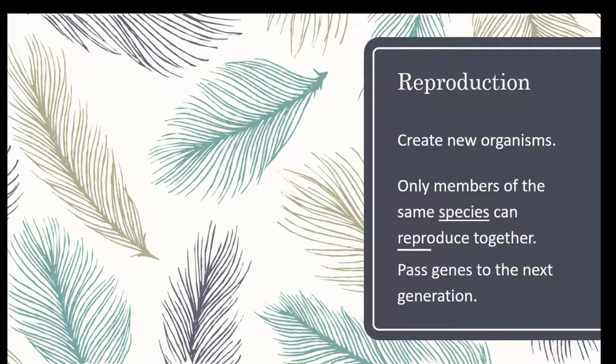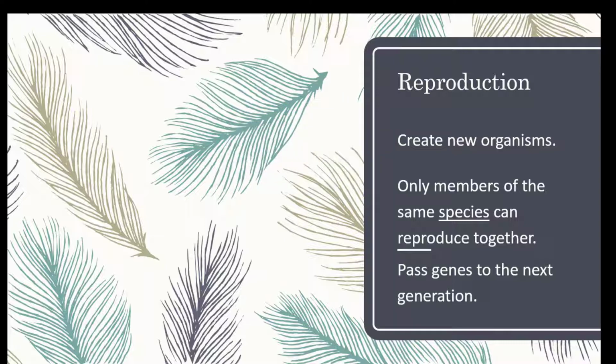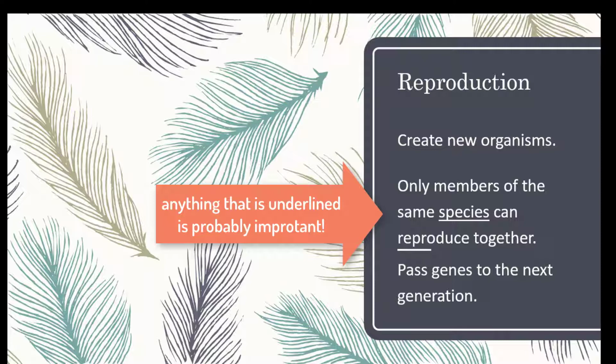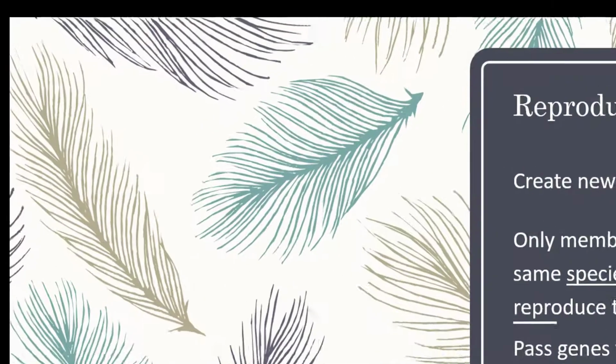Reproduction is creating new organisms. And an important thing to remember with reproduction is if it is sexual reproduction, where 2 different organisms are contributing, they must be of the same species in order to reproduce together, in order for those offspring to be fertile. And reproduction always passes genes on to the next generation.